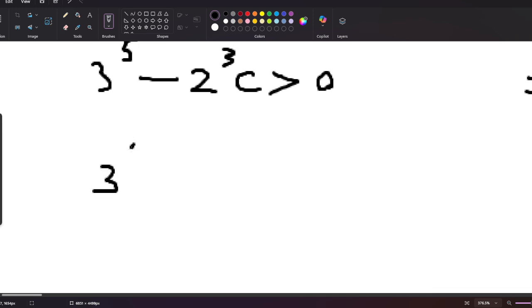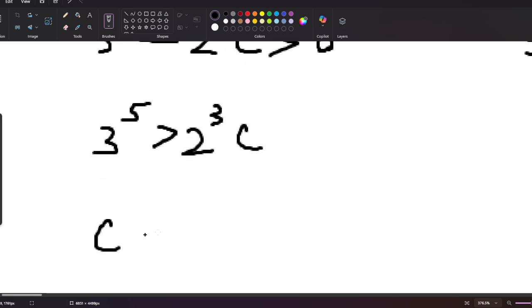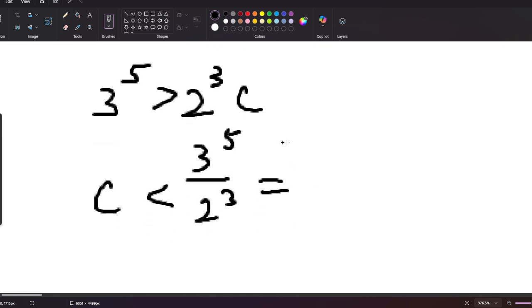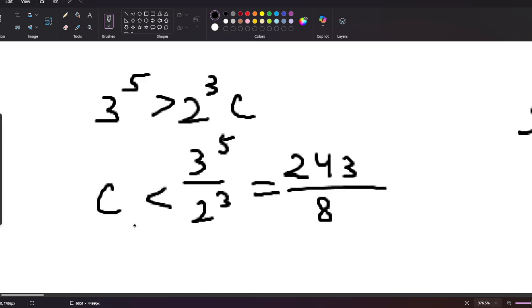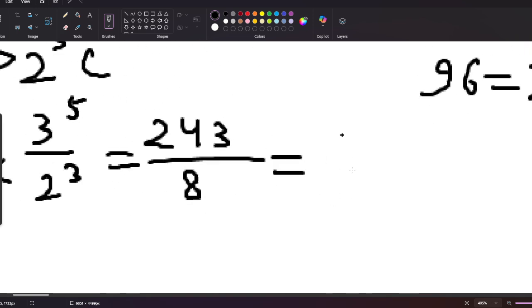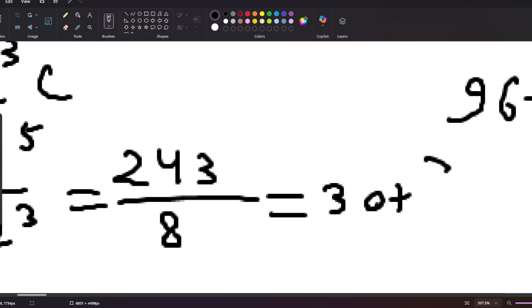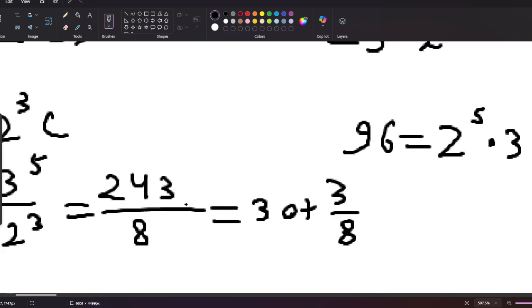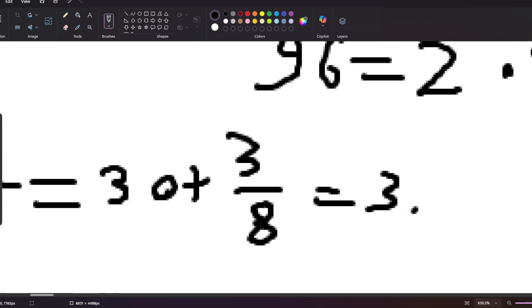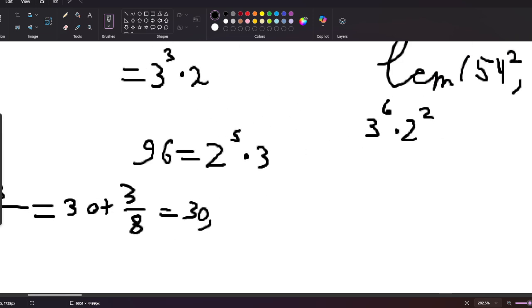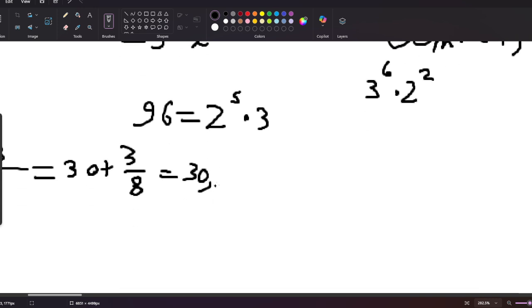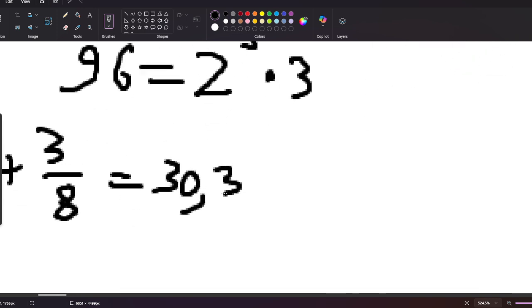And we just move c to the other side. We have 3 to the 5th greater than 2 cubed c, and c is less than 3 to the 5th over 2 cubed. That's gonna be 243 over 8. Or we can write this down as 30 plus 3 over 8. And 3 over 8 is gonna be 125 over 1000 times 3. That's gonna be 375.